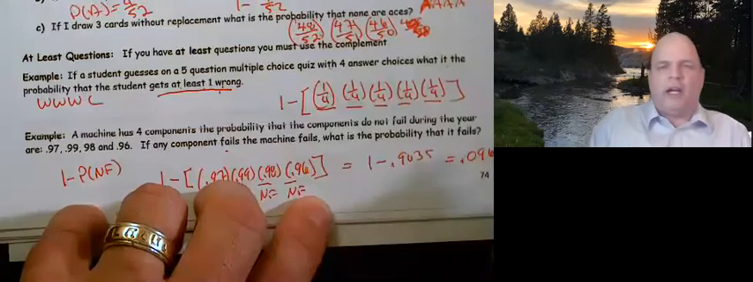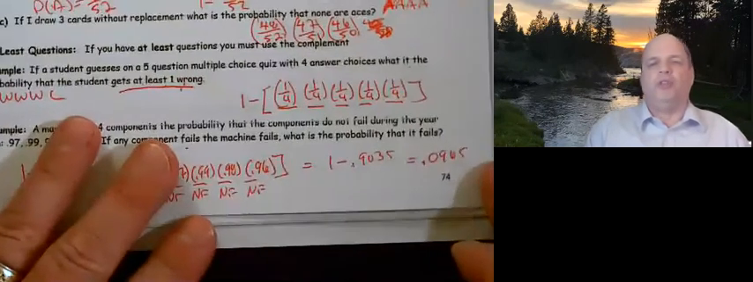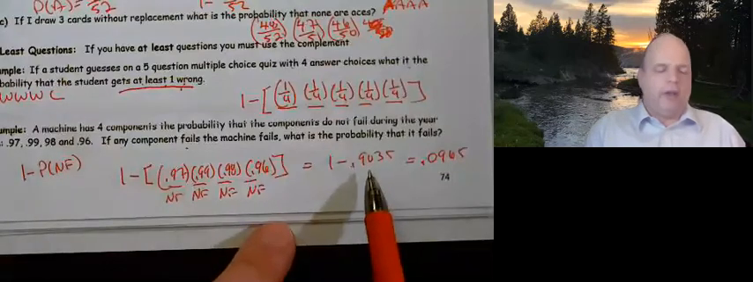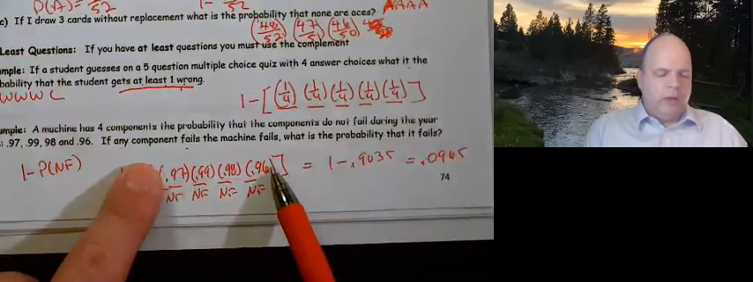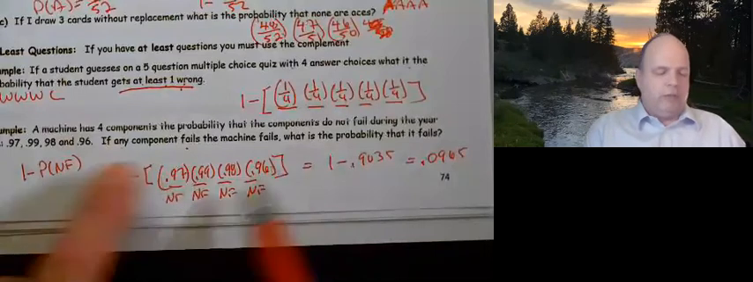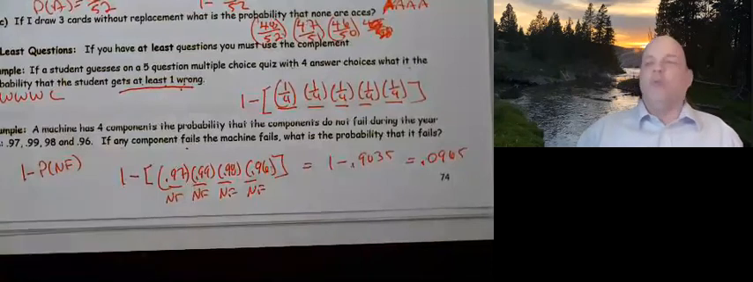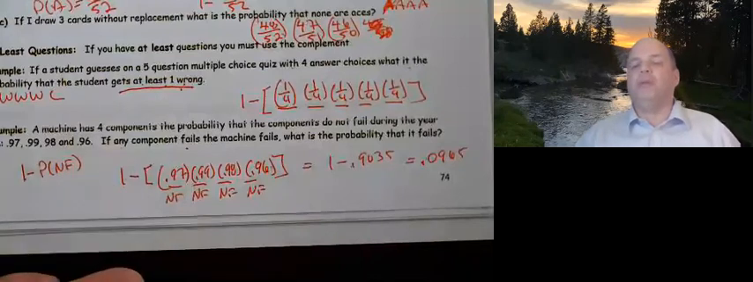So there's about a 9.5% or almost 10% chance that the machine will fail, and about a 90% chance that it won't fail. This section right here is the probability it doesn't fail. Subtracting it from 1 gives me the probability that it does fail. Once again, at least problems are probably the most challenging of all the problems in this particular unit.